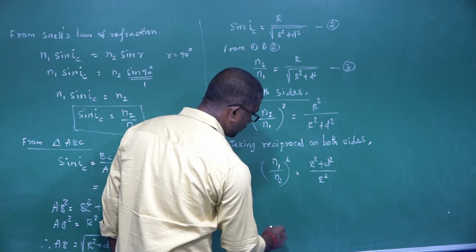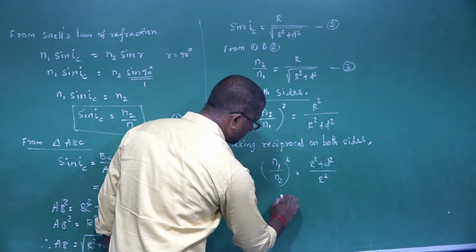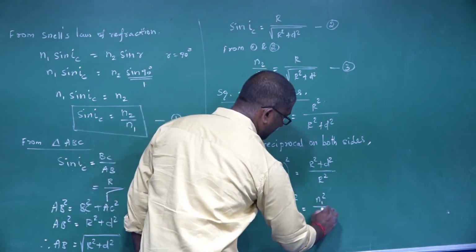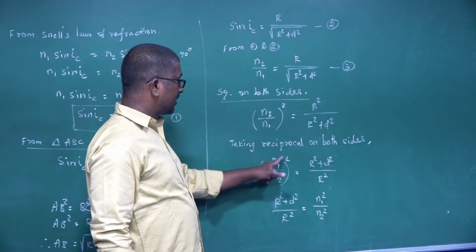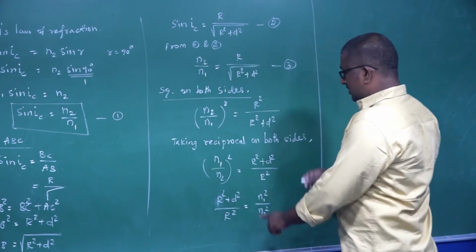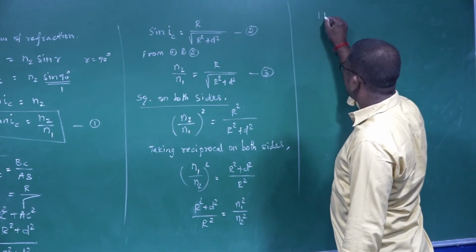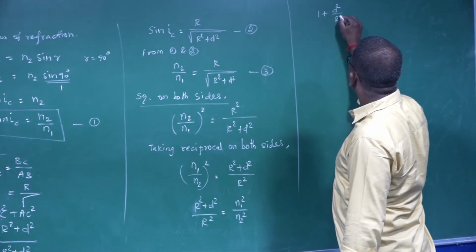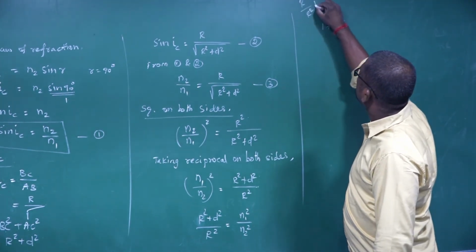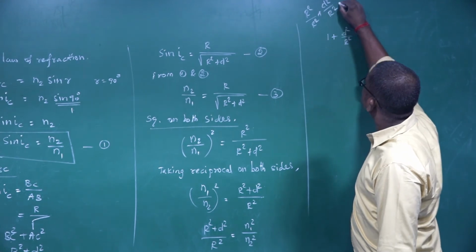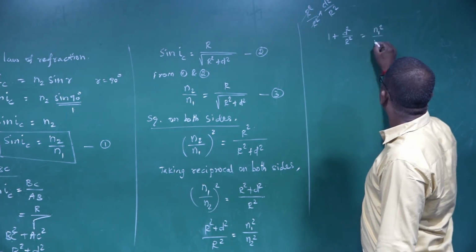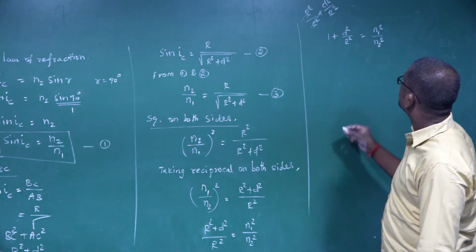Next step, r square plus d square divided by r square is equal to n1 square divided by n2 square. Further simplification: this term can be written as r square divided by r square plus d square divided by r square. R square cancels, so 1 plus d square divided by r square is equal to n1 square divided by n2 square.